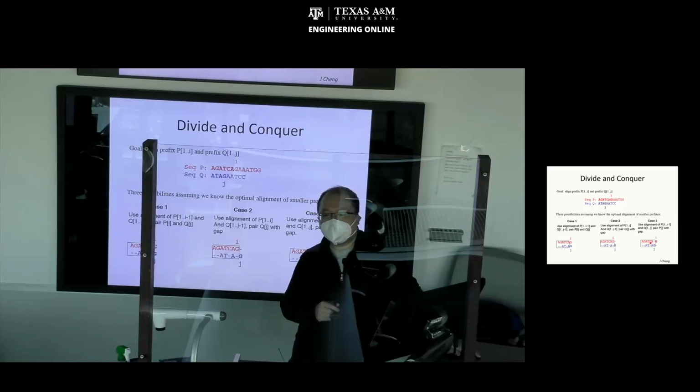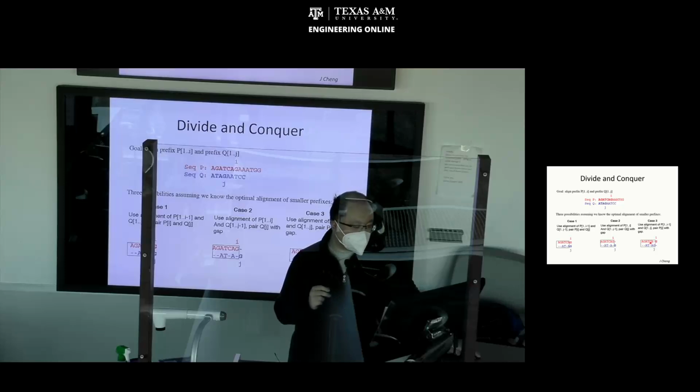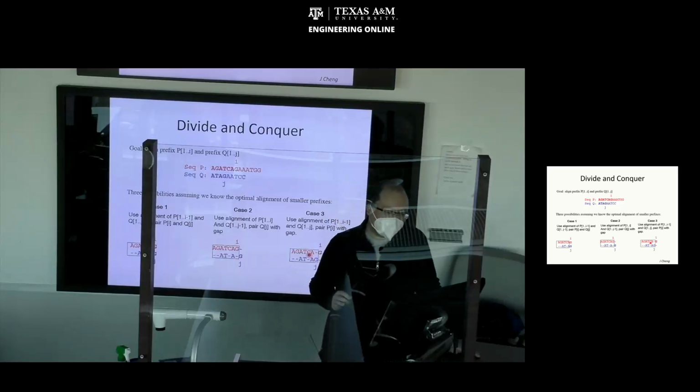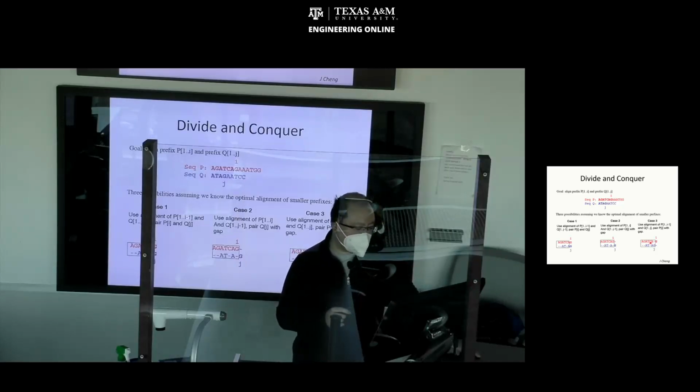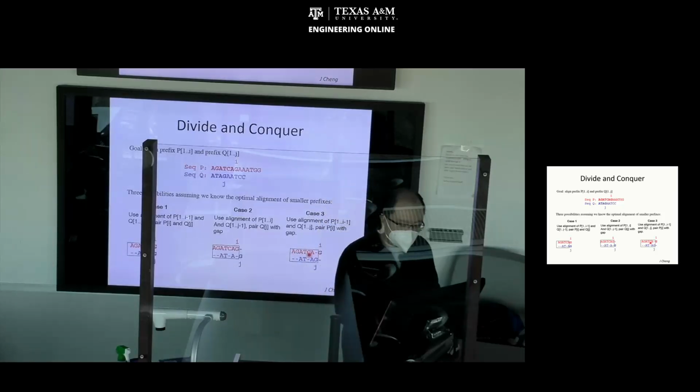Right? So let's try to think about it again. We're asking what's the way to align P1 through Pi and Q1 through Qj, right? And let's assume that we know the optimal alignment of the smaller prefixes. So then there are three kinds of smaller prefix alignment you can build upon, right? Either in this case, 1 through i minus 1 and 1 through j minus 1 is used. And then in the last position, you have character to character. So that's a substitution or match, right?